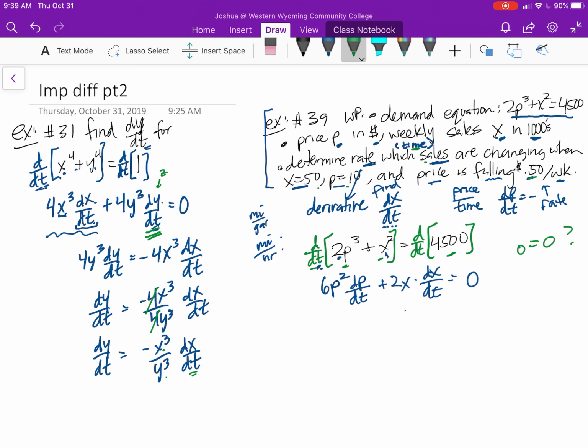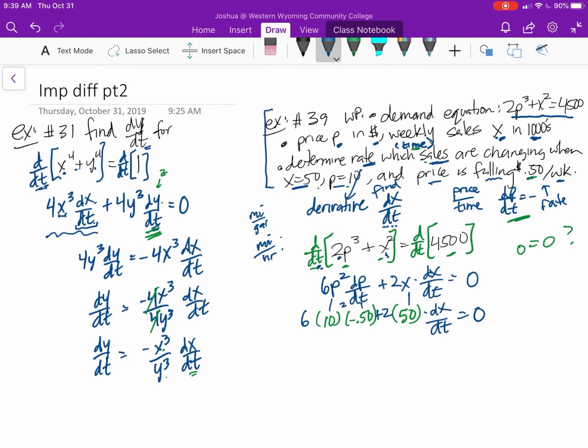X is 50, so I'm going to plug in 50 for x. P is 10. Let's plug in that. We know dp dt, right, was negative 50 cents per week. So we have a negative 0.50 here. I'm going to write the rest in blue, just to show you all the variables that we had plugged in. Okay, I plugged in this x, I plugged in dp dt, I plugged in that p.